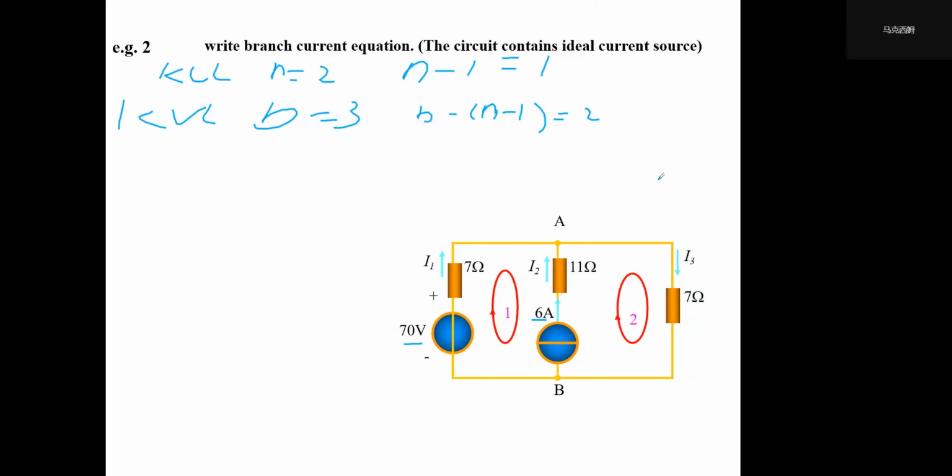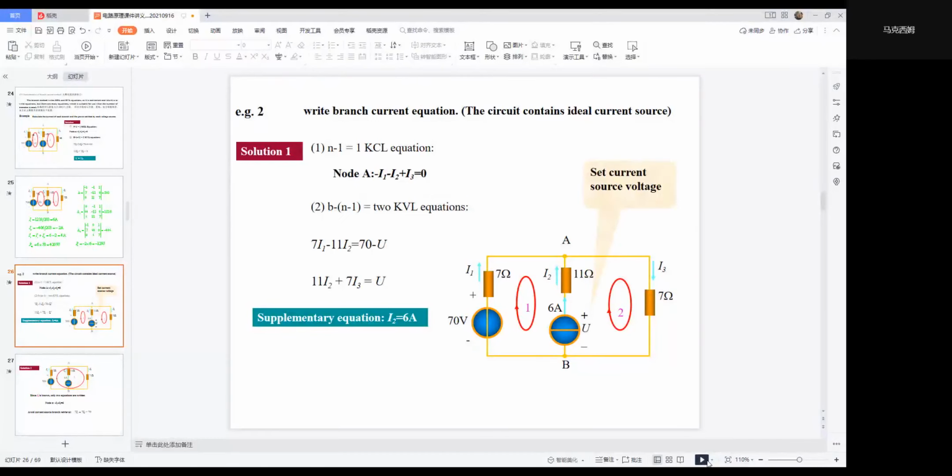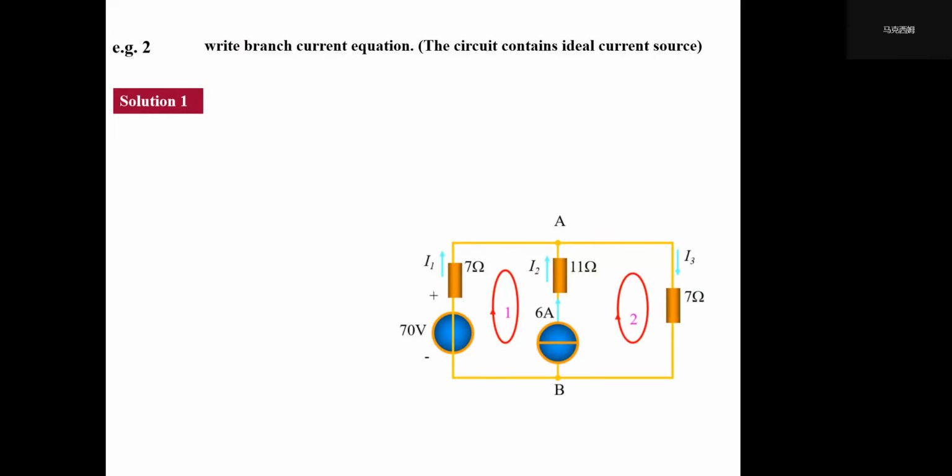So we can select point A, the node A, as the node to write the KCL equation. So we have I1, I2, I3. I1 and I2 go in, I3 goes out. So we have this equation. And we already know that in this branch we have an ideal current source, so I2 equals 6 ampere already, right?